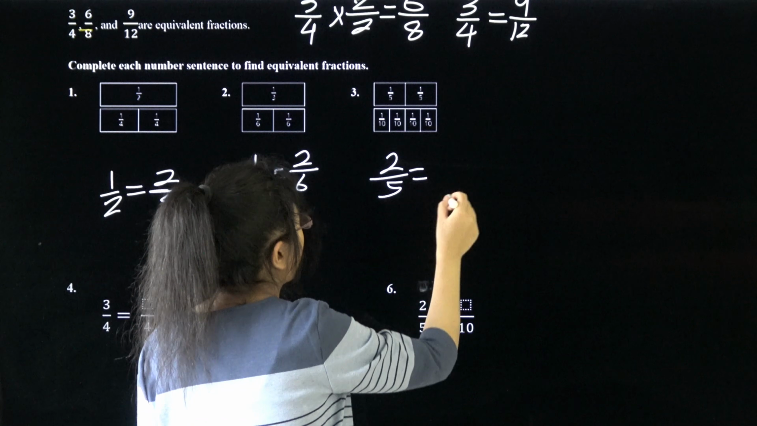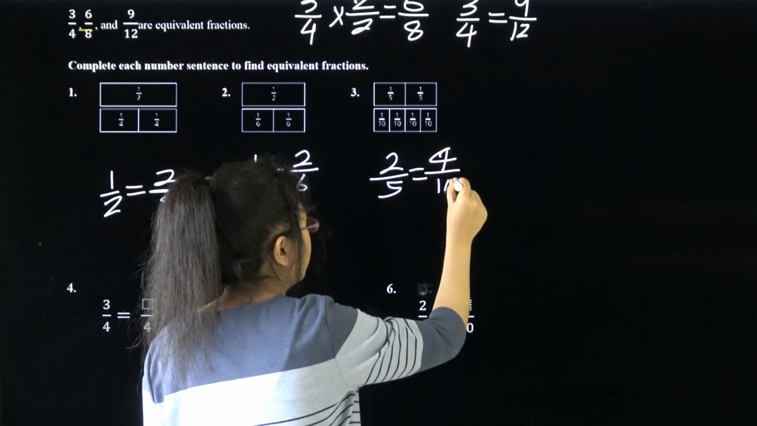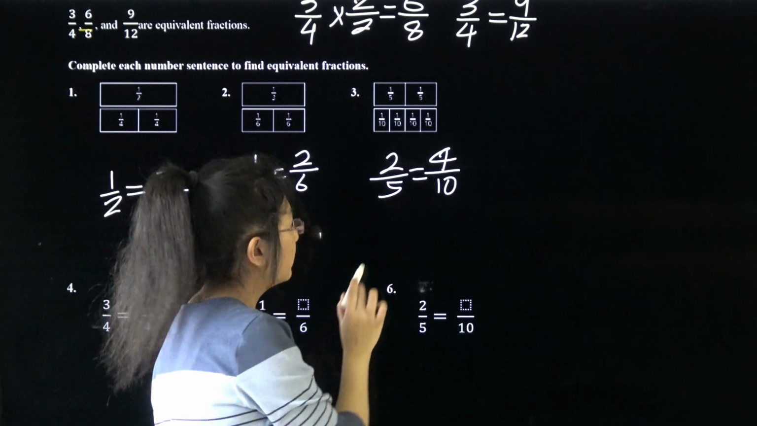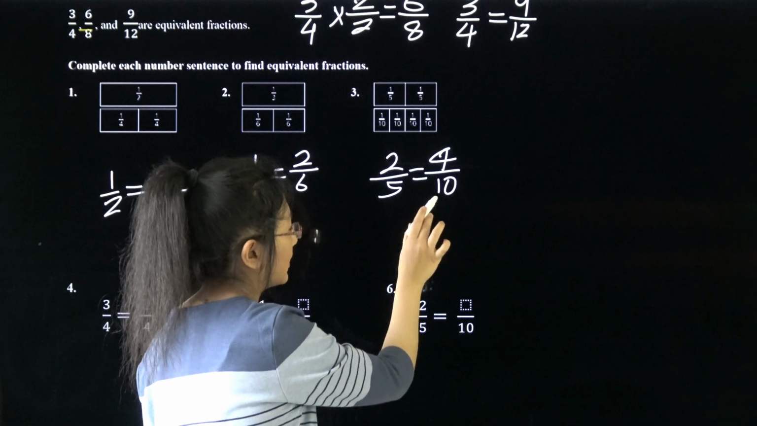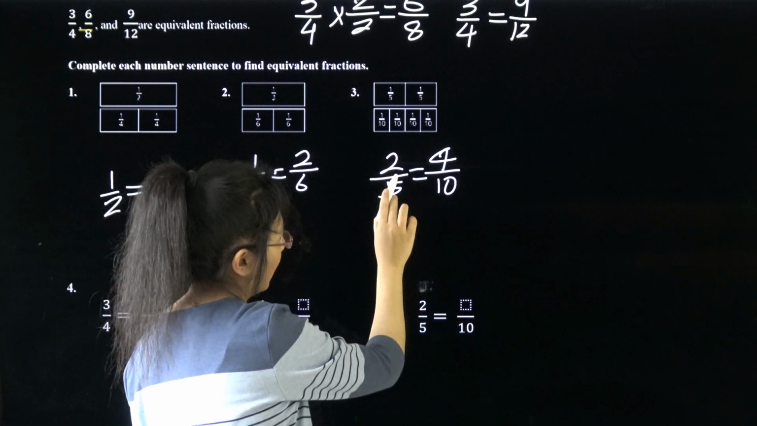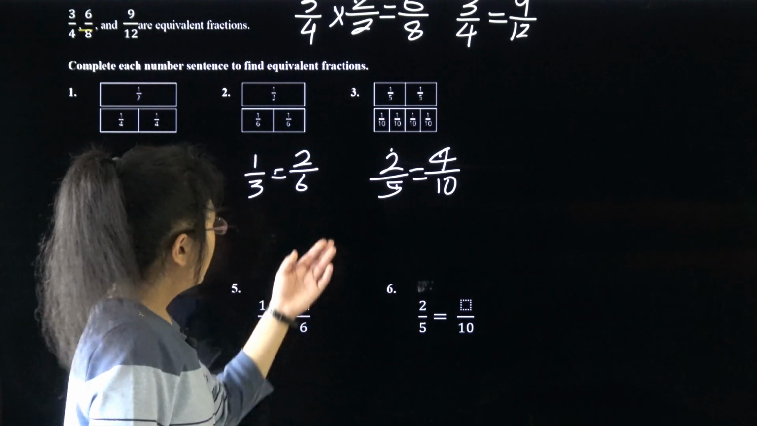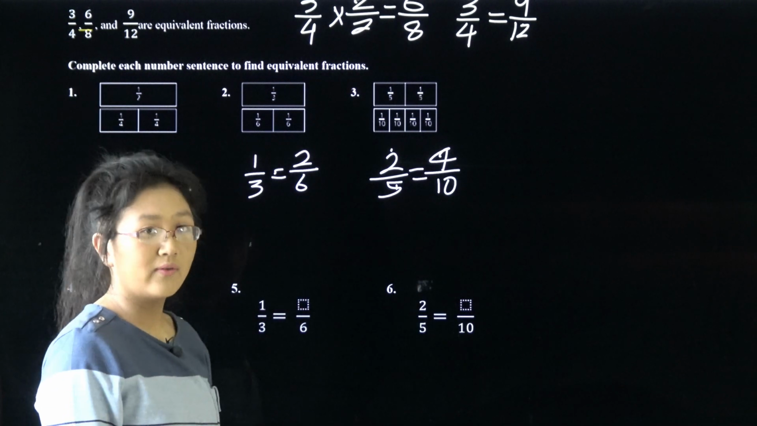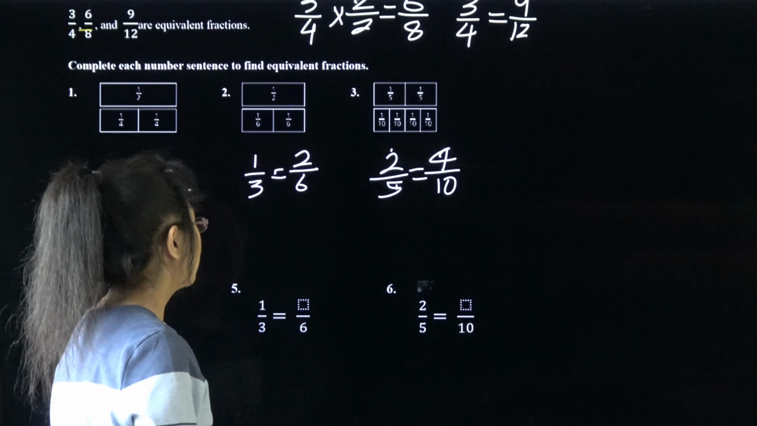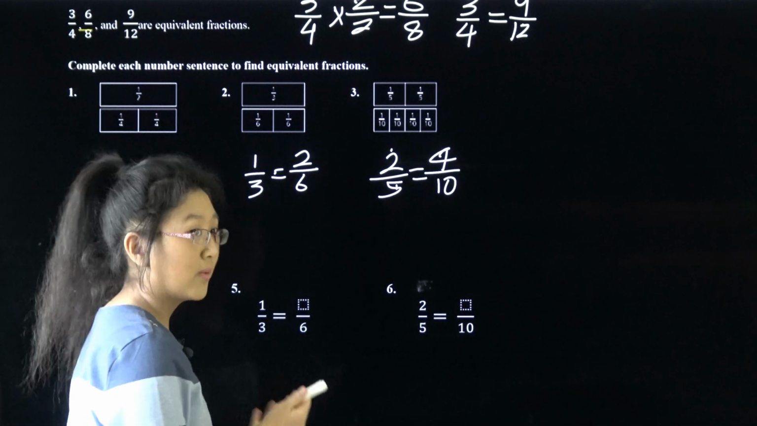Equals to, there's 4 1/10 over here, so that would be 4/10. So 2 times 2 equals to 4, and 5 times 2 equals to 10. So we multiplied both the denominator and the numerator by 2. That is why these two fractions are equivalent, because the top number and the bottom number are multiplied by the same amount. Or, as you might learn later, they are the same ratio.